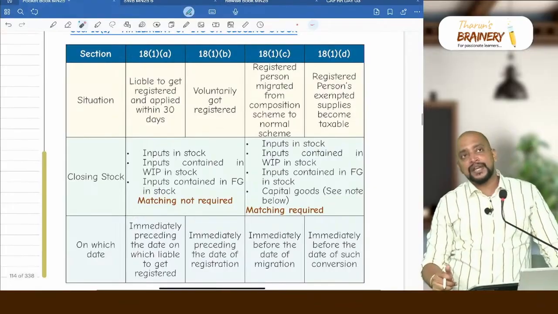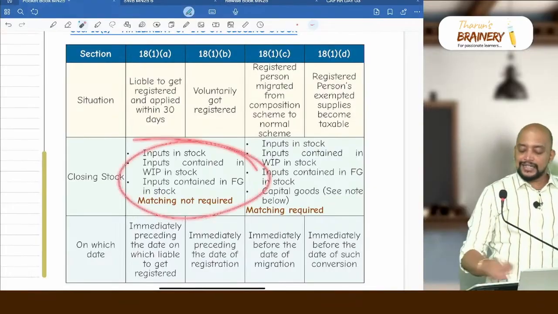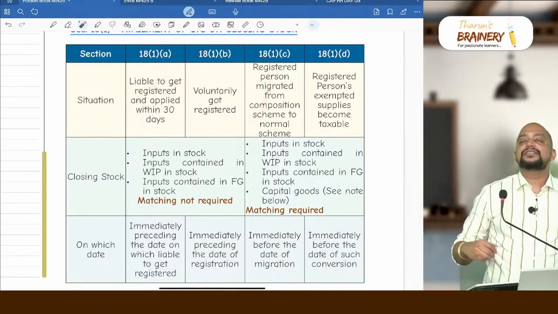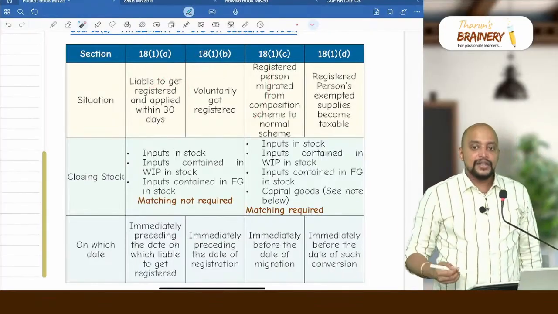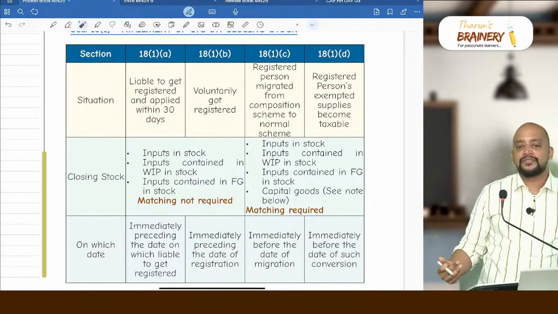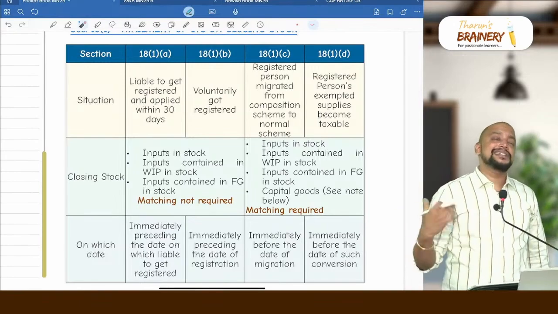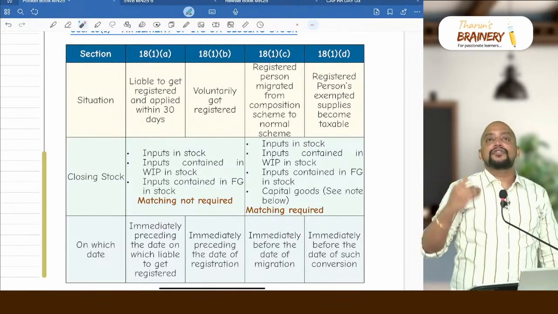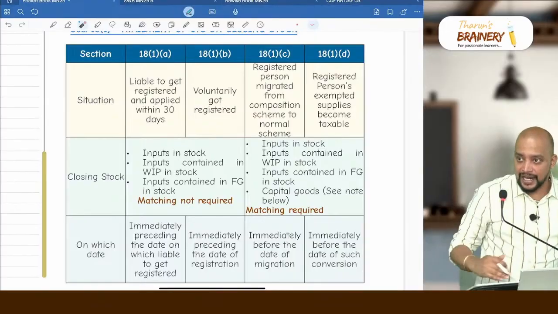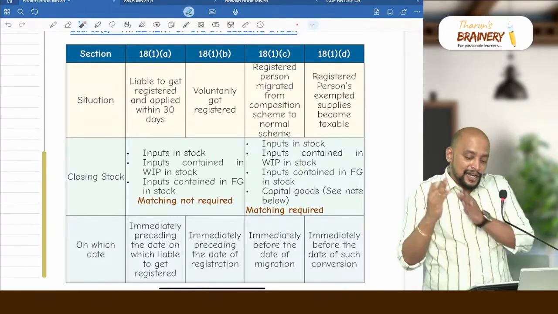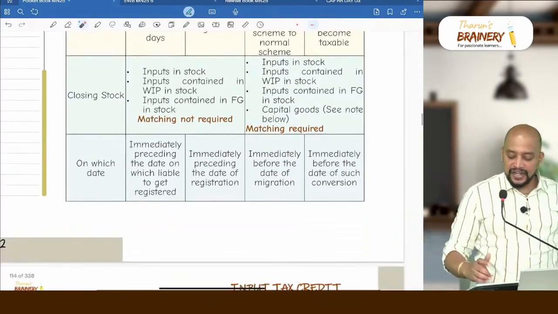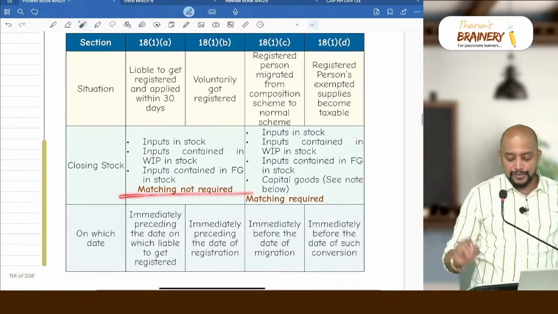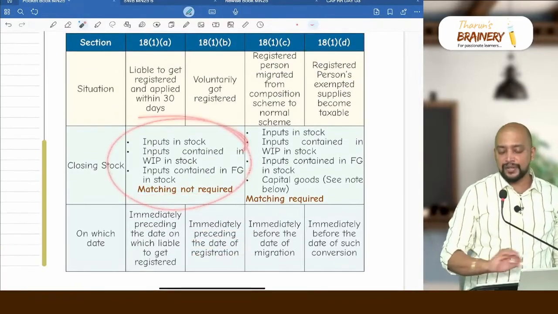Then 18(1)(b). In case of 18(1)(b), the treatment is the same, the situation alone will differ. 18(1)(b), a person voluntarily gets registered. So voluntarily he is making application for registration. Now from which date is he liable to pay GST? From the date he gets registered, that is, from the date when he gets the registration certificate. So which date closing stock should be taken? Immediately before the date of registration. Here also matching is not required and the entire treatment will be the same.